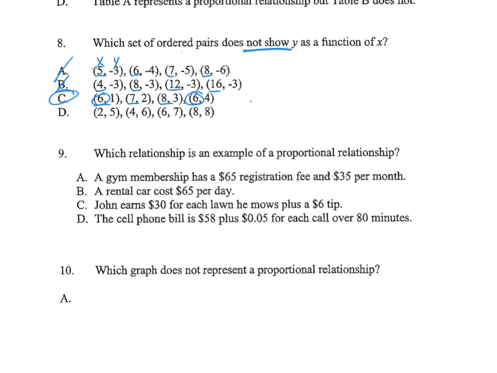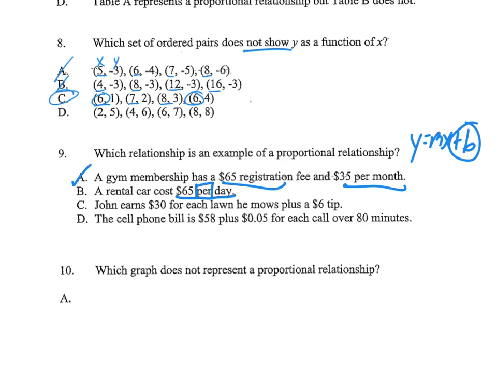Or when we have y equals mx plus b, if our situation has a plus b, that will keep it from being a proportional relationship. So looking at A, a gym membership has a $65 registration fee and $35 per month. Well, there's our per month. This registration fee happens one time. That is not proportional. B, a rental car costs $65 per day. Well, that's going to happen every day. There's only one number. That looks really good so far.